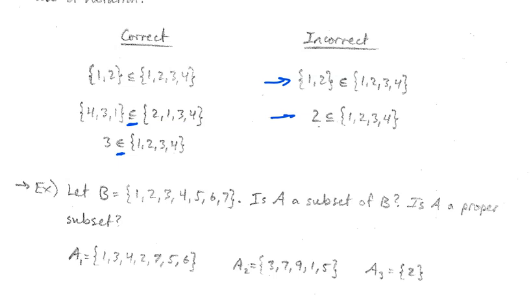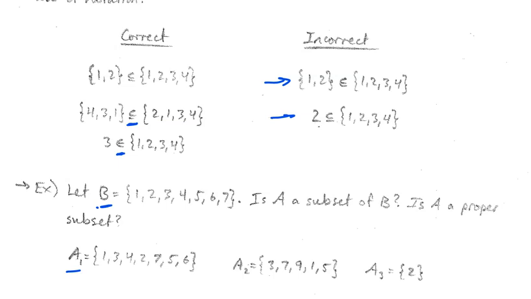First one contains the elements 1, 3, 4, 2, 7, 5, and 6. As we said, the order in which you write these things does not matter. So every guy that's in the set A1 also lies in set B. So yes, A1 is a subset of B here.